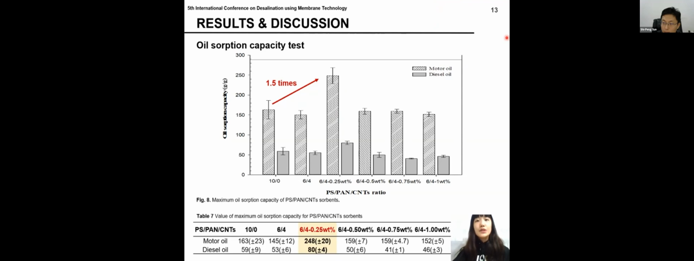Especially, motor oil sorption of the PS-PAN CNT sorbent was about 1.5 times higher than the PS sorbent.